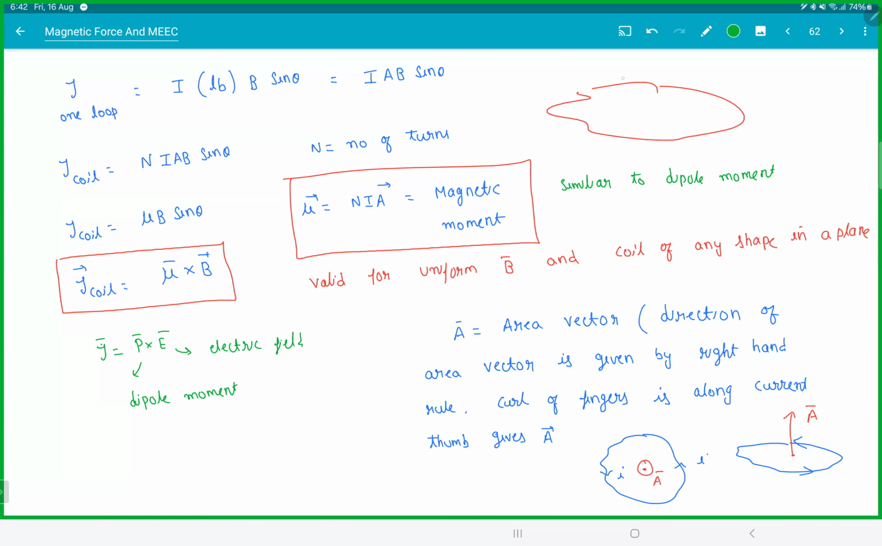The idea was this: if I take a random amoeba shape, I can take it as small rectangles while integrating, and when I add it up, I'll get the area of that shape only. But the main catch is it should be in the plane. Because if it is not in the plane, how will you define the area vector? You can't use the right hand thumb rule. So this is valid for anything in a plane.